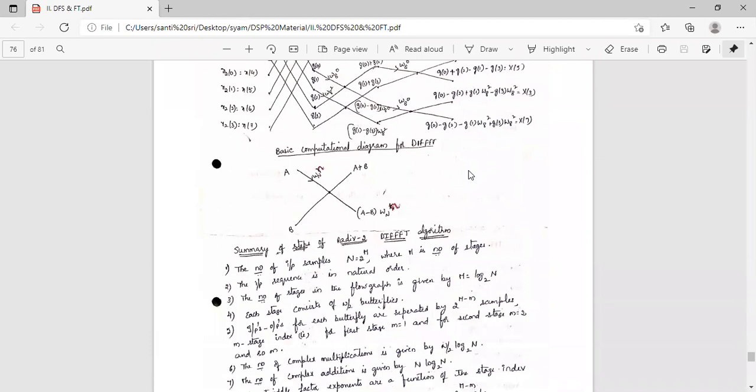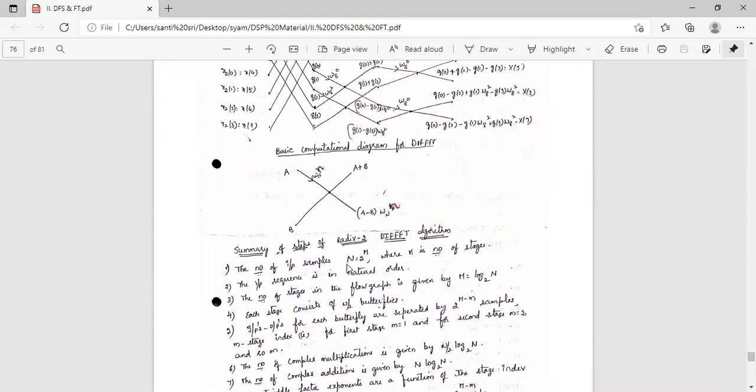Next, coming to the basic computational diagram for DIF FFT. This is the basic butterfly model. A and B are the inputs. This is the twiddle factor W_N power n. Here we will get A plus B, and this is (A minus B) into the twiddle factor, that is, A minus B into W_N power n.